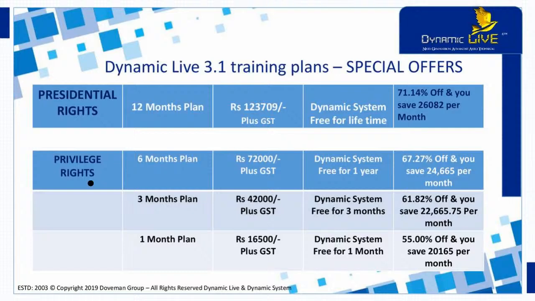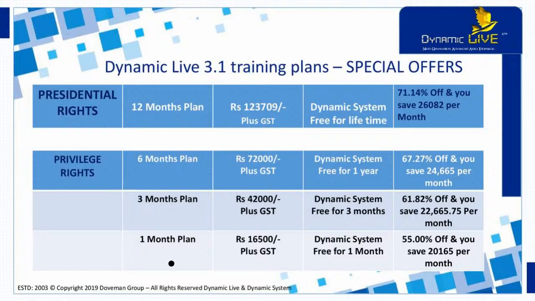And then we have the privilege rights, where you get a 6 months plan at 72,000. You get Dynamic Live for 6 months. You also get Dynamic System free for 1 year. And then we have the 3 months plan at 42,000. You get Dynamic Live for 3 months. You also get Dynamic System free for 3 months.